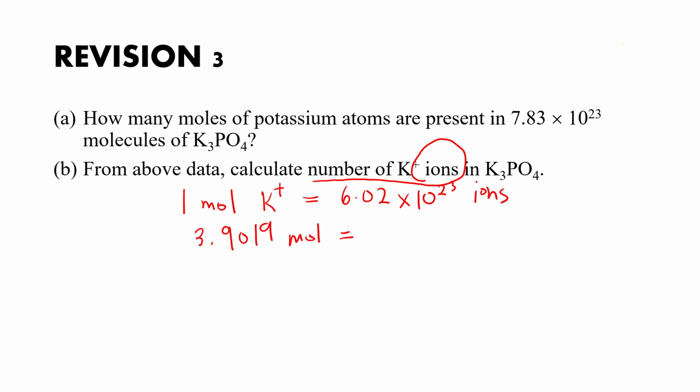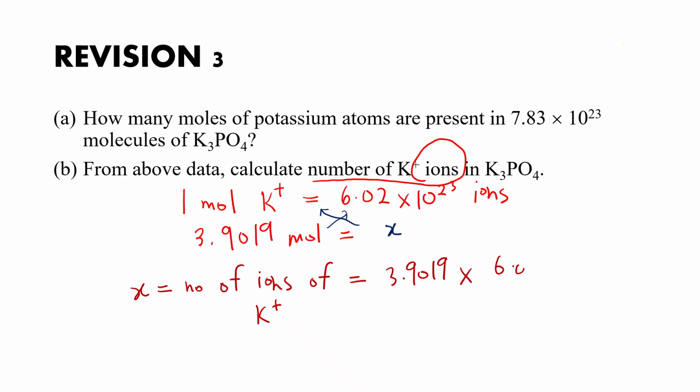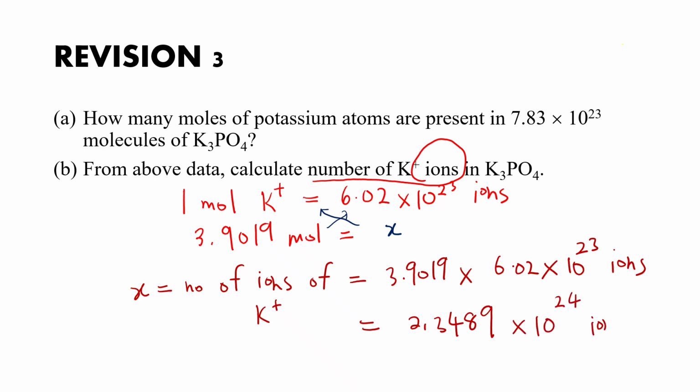So yang ni will be our X lah yang kita nak cari. So again, nak kena buat apa? Darab silang. Okay, so now you can settle lah. So X iaitu number of ions of K+ equals to the real number of mole darab dengan Avogadro constant ions. Okay, so dapatlah nilai untuk number of ion.